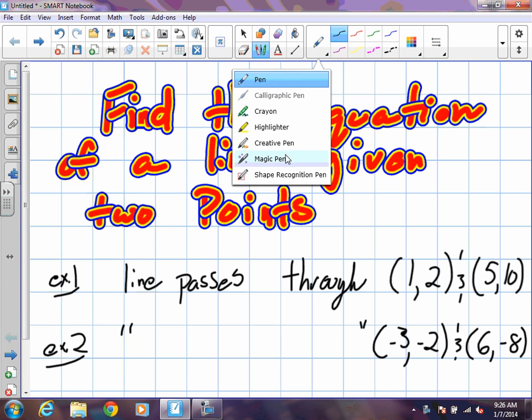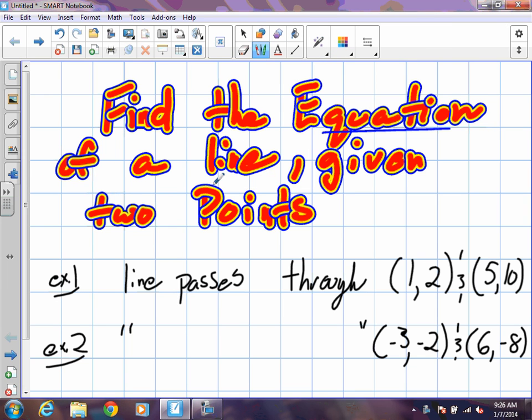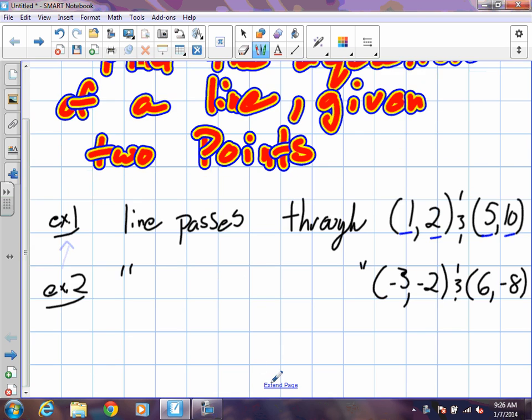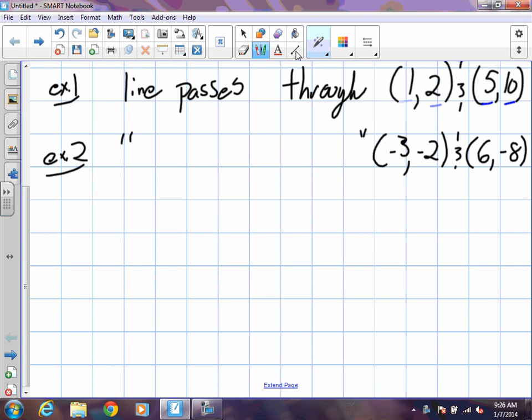Okay, we're going to be looking at finding the equation of a line when we've been given 2 points specifically. Okay, so first example, we've given the coordinate 1, 2, and another coordinate 5, 10. So these are 2 points. And if we were to graph 2 points, we could easily connect the line, right? So let's make a rough sketch of something like that.